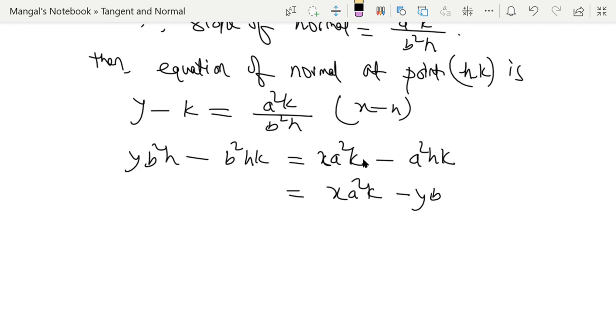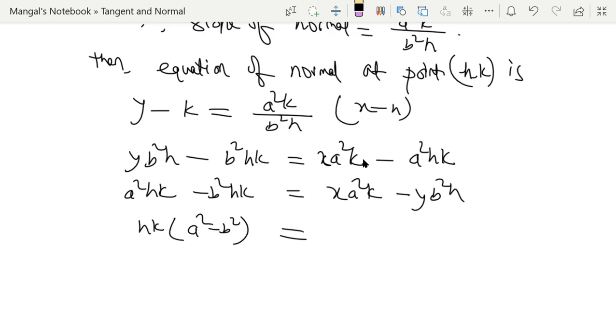So minus y b square h, and let's keep constant terms together. a square hk I will bring to the left side from the right, so we get here a square hk, and b square hk is already over there on the left, so I'll copy the same thing, and then hk will be common. a square minus b square will be inside the bracket, and here it is the same, x a square k minus y b square h. So this is the equation of the normal.